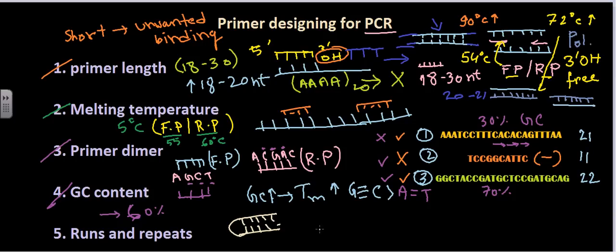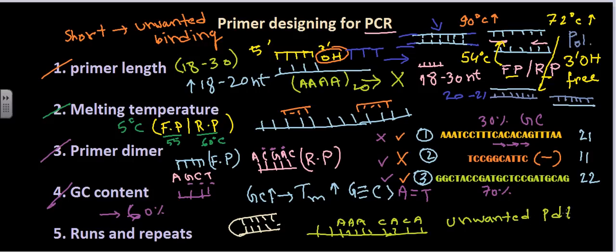And obviously if there are a lot of repeat sequences, there is a tendency that somewhere in the target DNA, let me draw here, if this is a target DNA, somewhere here there is an AAA sequence or CACA repeats. So there is a tendency for these primers to come and bind with this sequence, right? They will come and attach to this unwanted region. So a lot of repeats and runs will provide us an unwanted or undesired product. So we don't want this, right? So that's another important assumption.